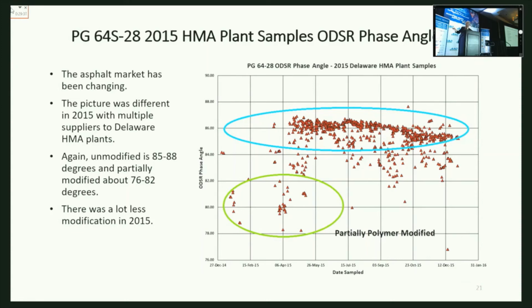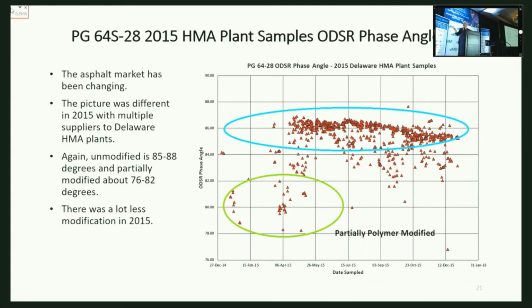No, sorry, that's not a typo. I'm trying to read it. That's the degrees. Yeah, when we get a plant sample, we run everything at the original DSR. It gives us a good idea, and this just shows you what's happening.